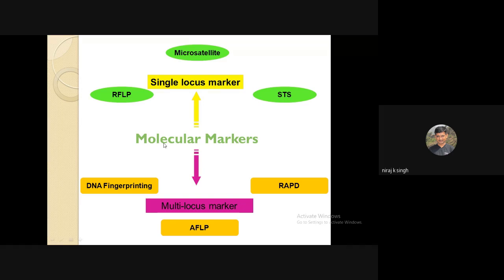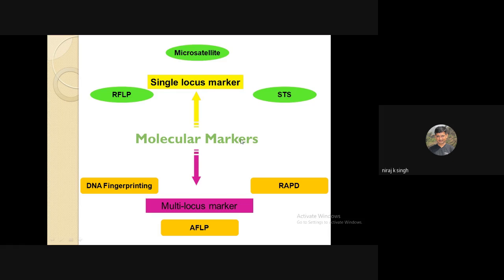Second one is biochemical marker: some important biochemicals which are associated with some specific individuals only. That is biochemical markers. Third is molecular marker. I have told SNPs; SNPs are also a molecular marker. Single nucleotide polymorphism is a molecular marker.